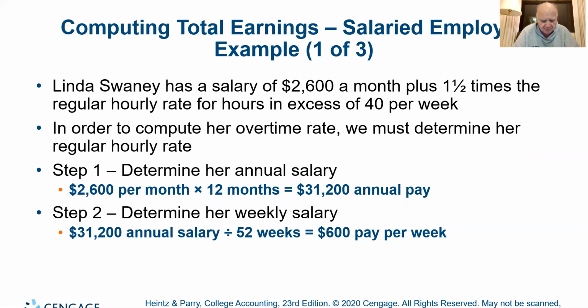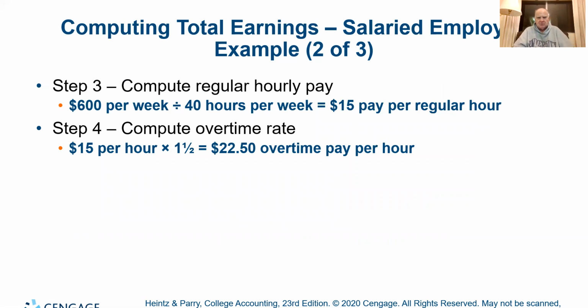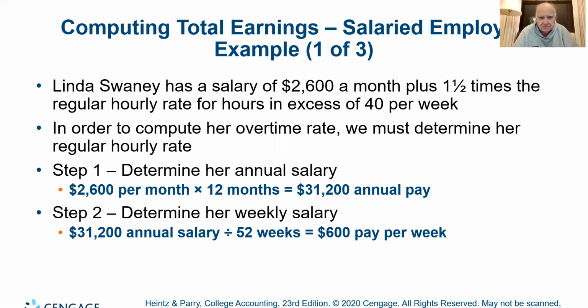And any of you who go into the business world, and you're going to be working not just in accounting, but with budgets and sales and projections, 2,080 will be imprinted in your brain as the hours in a normal work year. So we figured out that 600 per week is how much she makes, divided by 40. There you go. This person makes $15 an hour. Multiply that by 1.5, $22.50 for overtime.